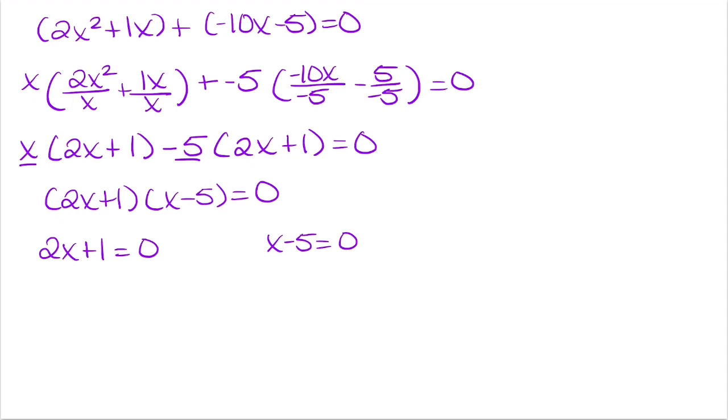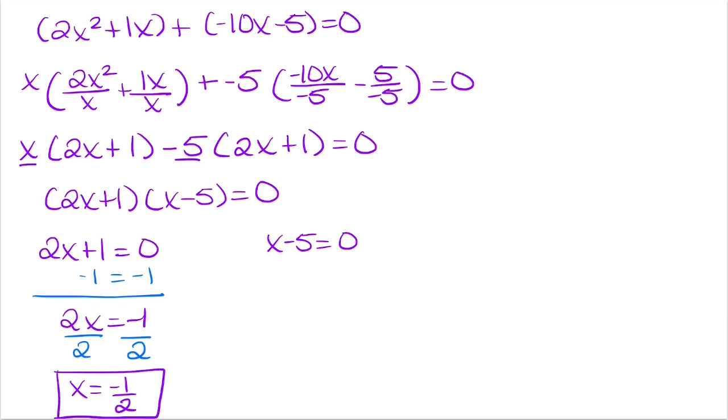All right, so now to solve for x, I'm going to subtract 1 from both sides. So when I do that, I'm going to get 2x equals negative 1. Now I can divide both sides by 2, and so that gives me x equals negative 1/2. Okay, so that's one of my solutions. And then here I'm going to add 5 to both sides. And when I do that, I get x equals 5. Okay, that's another one of my solutions.